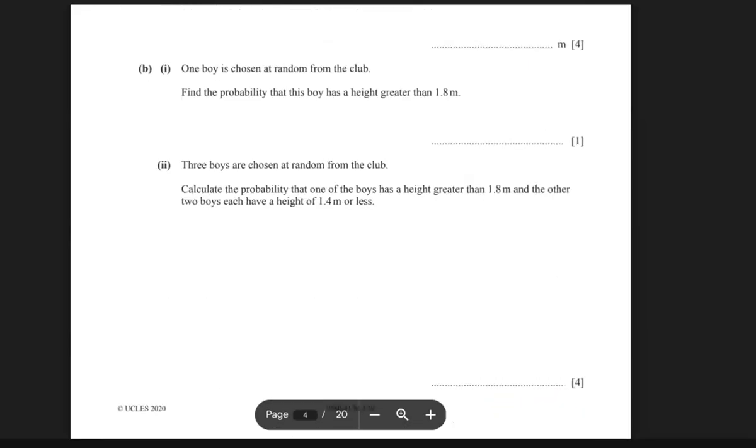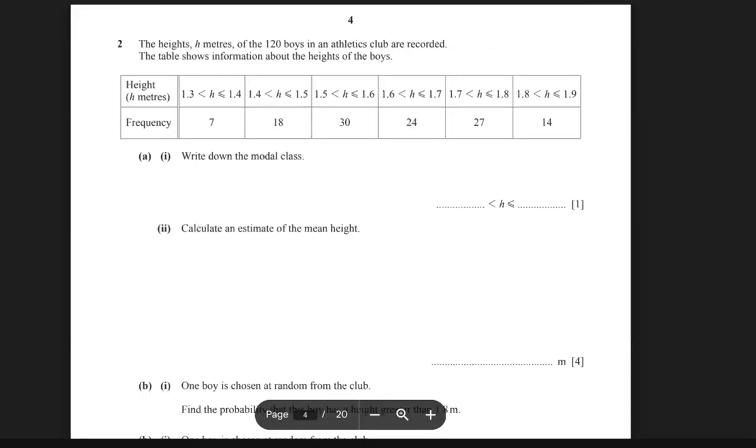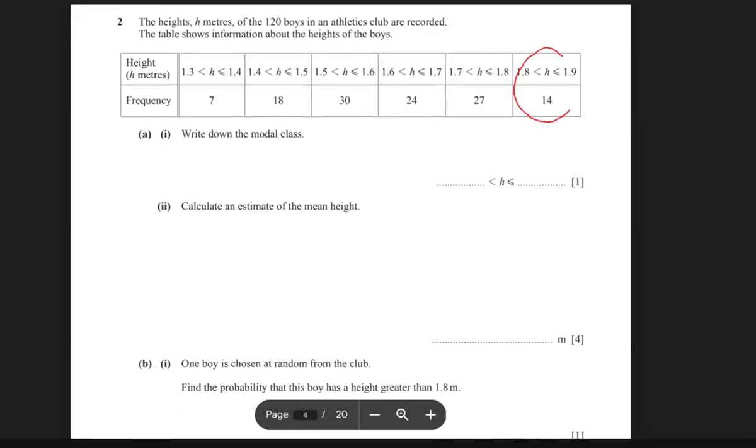Okay, 3 boys are chosen. Oh my gosh, okay, 3 boys are chosen at random. Calculate the probability that one of the boys has a height greater than 1.8 and the other 2 boys each have a height of 1.4 meters or less. Okay, that means I want 1 boy from here and 2 boys from here.